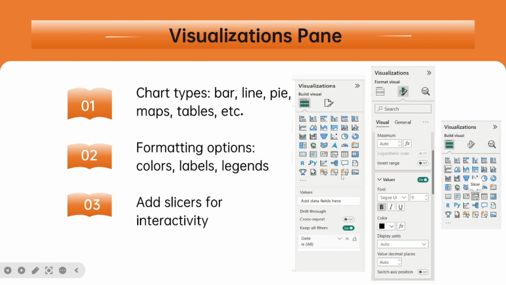Here you can see bar chart, line chart, pie chart, maps, table and so on. And as well, under the visualization you can see the formatting option. Using this option you can add colors, labels, legends for your visualization. It will make your visuals more attractive. As well as you can add slicers for interactivity.